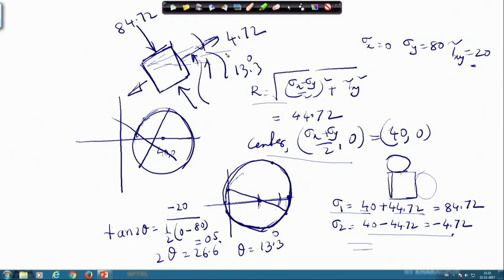So, this is one plane and this is another plane. So, this is another direction. These two planes will be 90 degrees to each other. So, that is one problem, a simple problem I have taken.